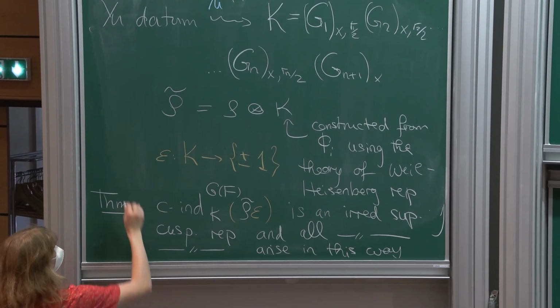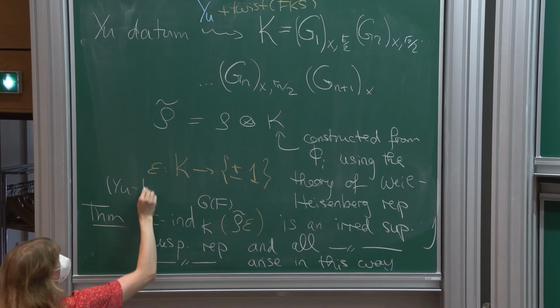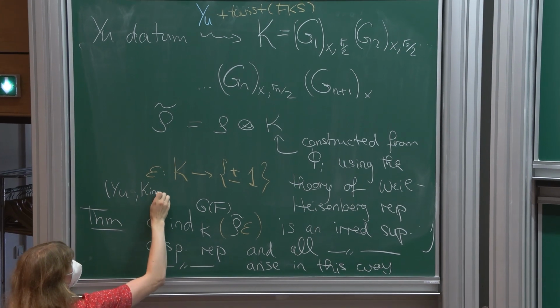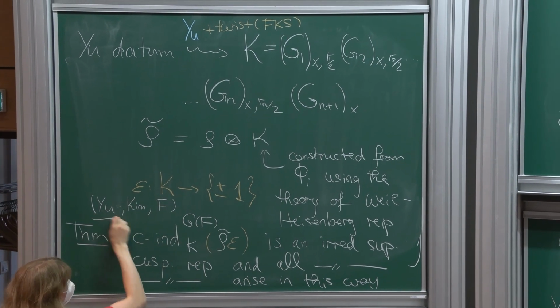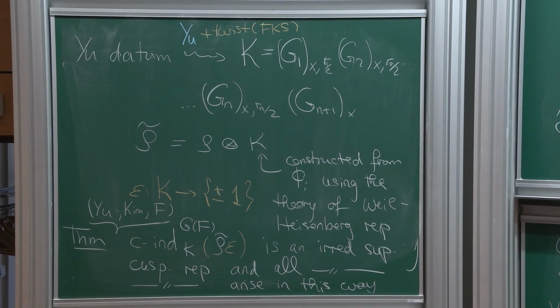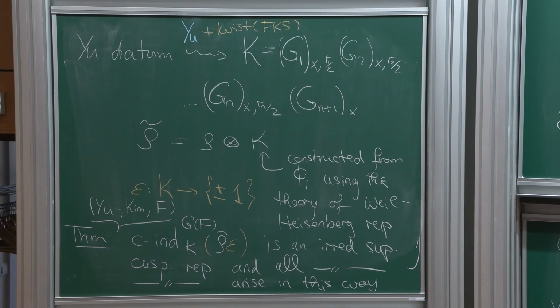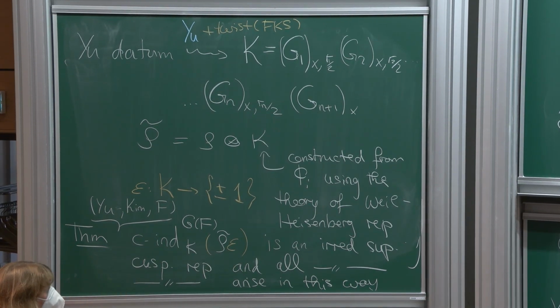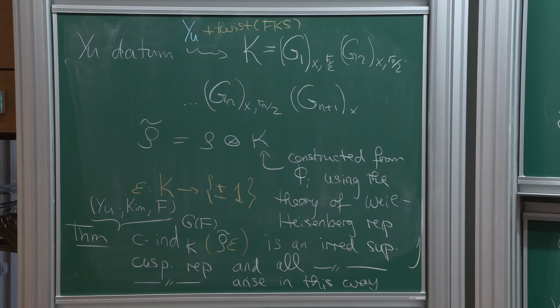And I guess I should put names here. Let me put names Yu and Kim. So Yu suggested the construction. Ju-Lee Kim proved exhaustion under some nice circumstances. And now we know that this is actually providing us with supercuspidal representations, and all arise in that way under just the assumption that, let me recall, p doesn't divide the order of the Weyl group and G is tame.